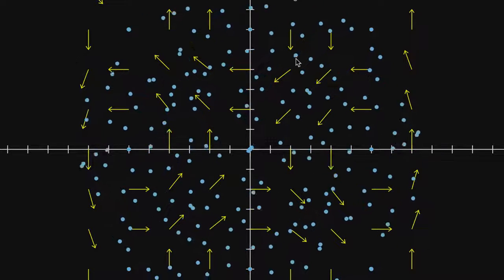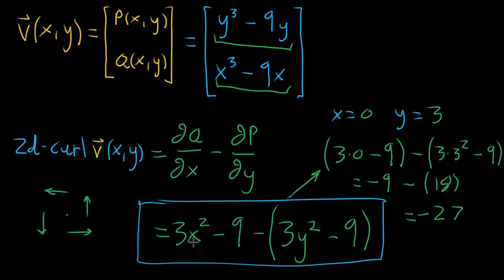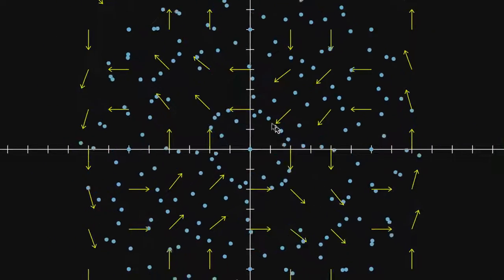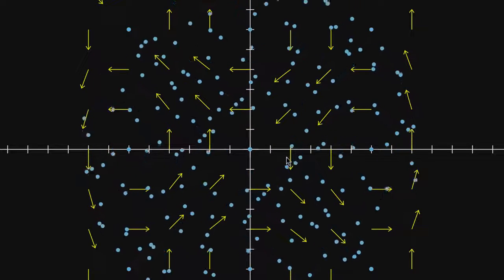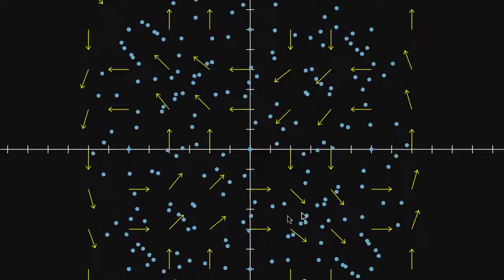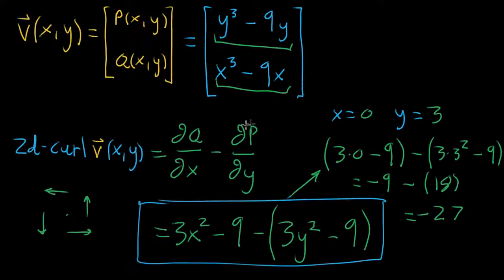And if you went and you plugged in a bunch of different points, you can perhaps see how if you plug in 0 for x and 0 for y, those 9s cancel out, which is why over here there's no general rotation around the origin when x and y are both equal to 0. And you can understand every single point and the general rotation around every single point just by taking this formula that we found for 2D curl and plugging in the corresponding values of x and y.